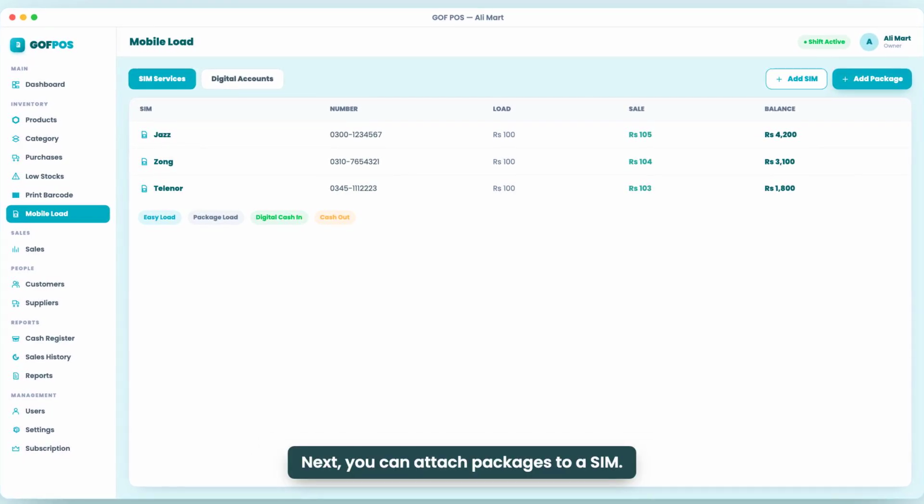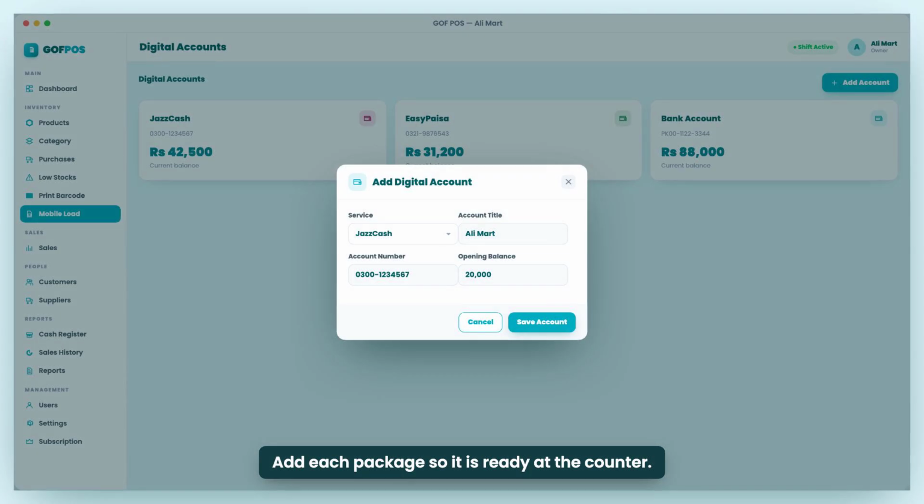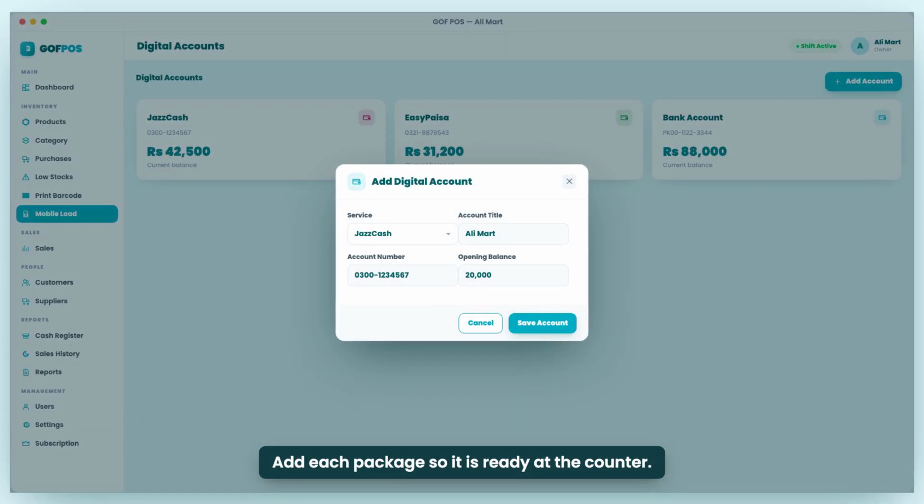Next, you can attach packages to a SIM. Packages are the call, text, and data bundles you sell. Add each package so it is ready at the counter.